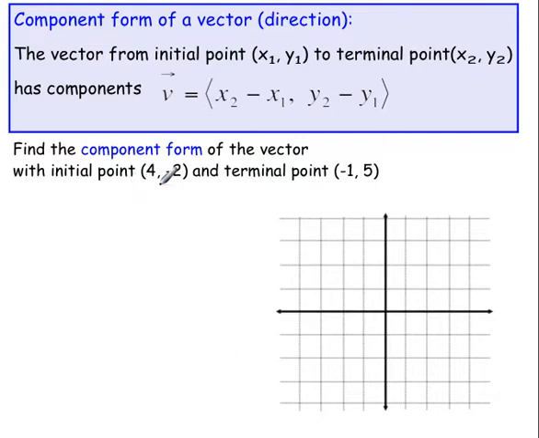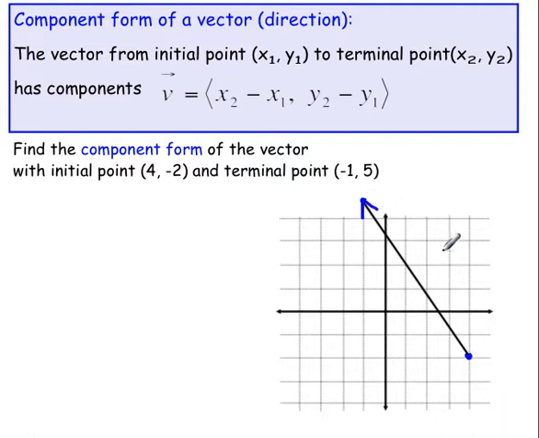So here's an example. We've got an initial point at 4, -2, and then a terminal point at -1, 5. So make sure you know that it's going from this initial point to that terminal point. Because the thing I'm drawing on is kind of tricky, I'm going to try to use an actual straight line there. That's nice. And you might not be able to see the arrow, so I'll emphasize that. Okay, so initial to terminal.